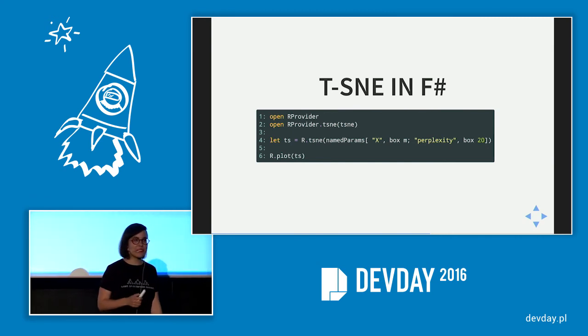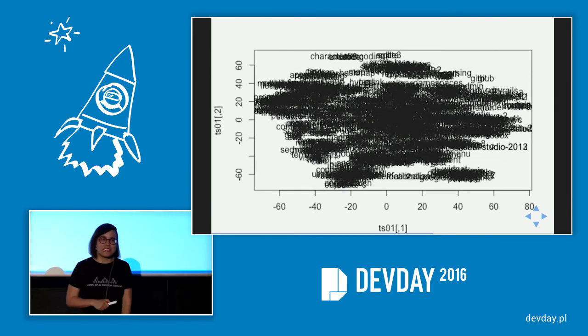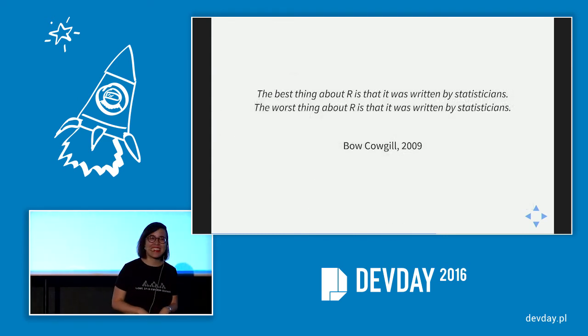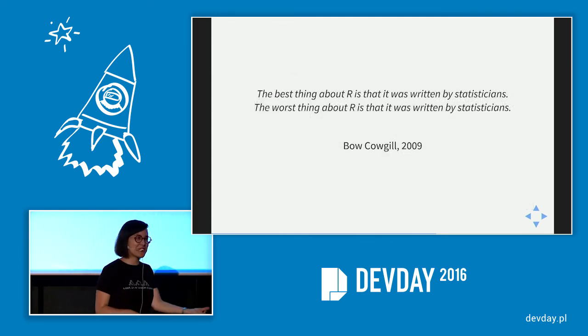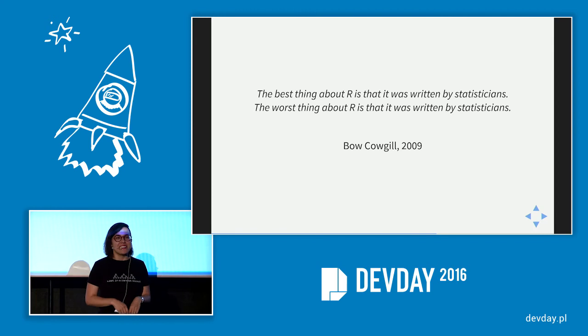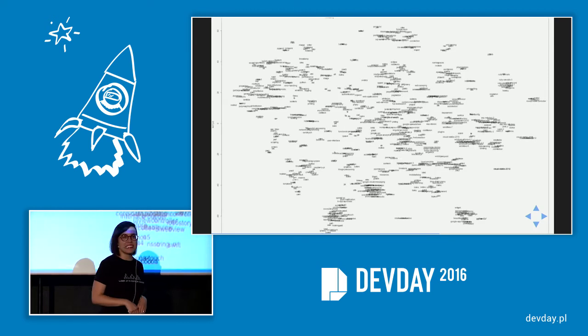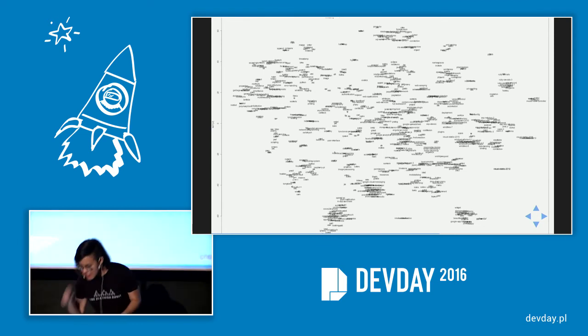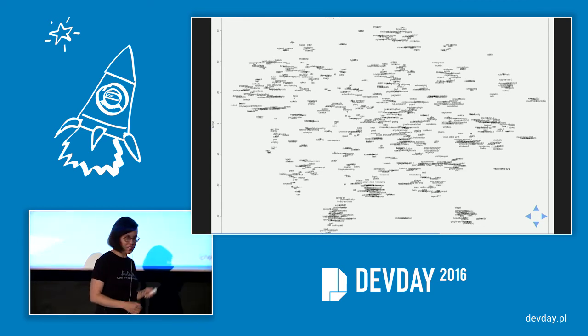And now you might be curious, so how did it turn out? So this is the result from R. Well, the best thing about R is that it was written by statisticians, and the worst thing about R is that it was written by statisticians. So if you make it a bit smaller, it's not very nice. You can't really see much in there.